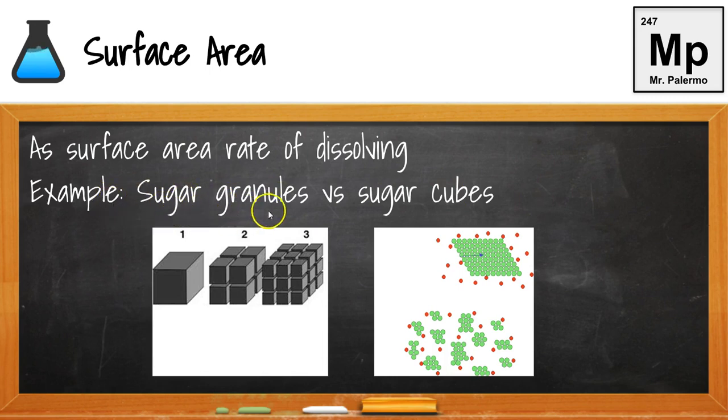So for example, sugar granules versus sugar cubes. If you have a cube, it has limited surface area, so we only have the sides of this cube in contact with the solvent. But if we break it up into pieces, increasing the surface area, we have a lot more of the surface in contact with the solvent. And for something to dissolve, the solvent, in this case water, has to come in contact to break apart those attractive forces. So if we have more places to come in contact with these particles, we have a faster rate of dissolving.